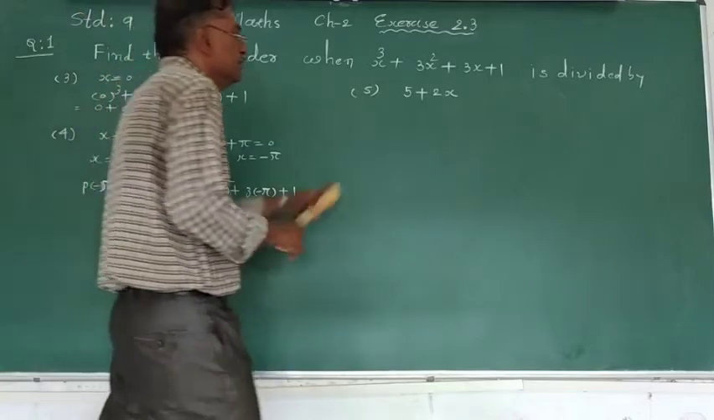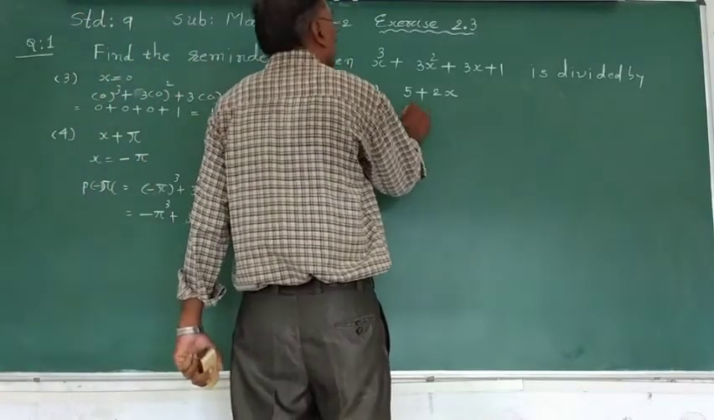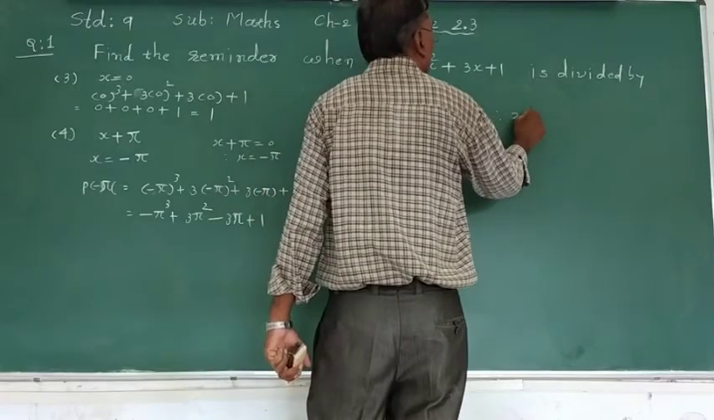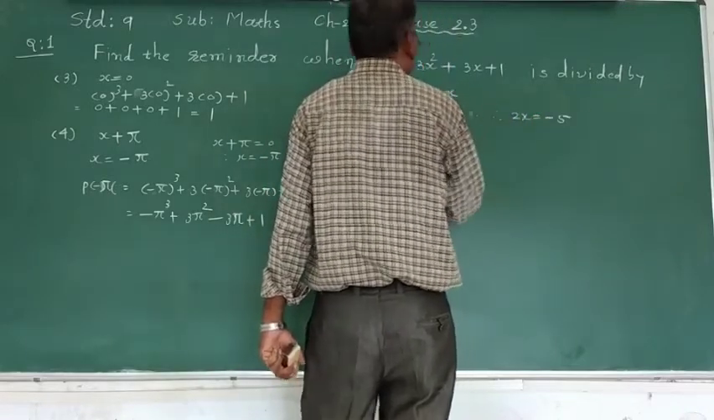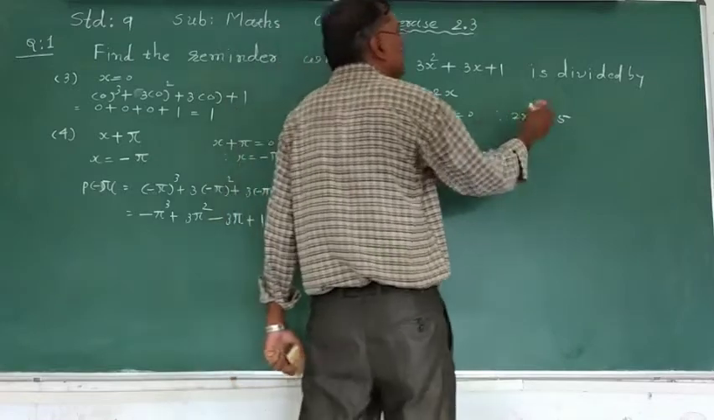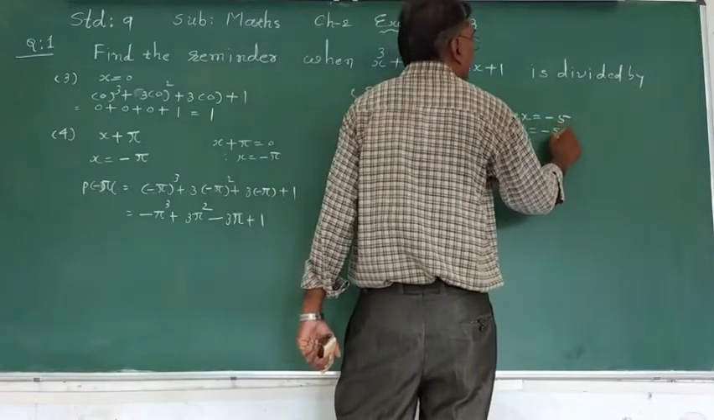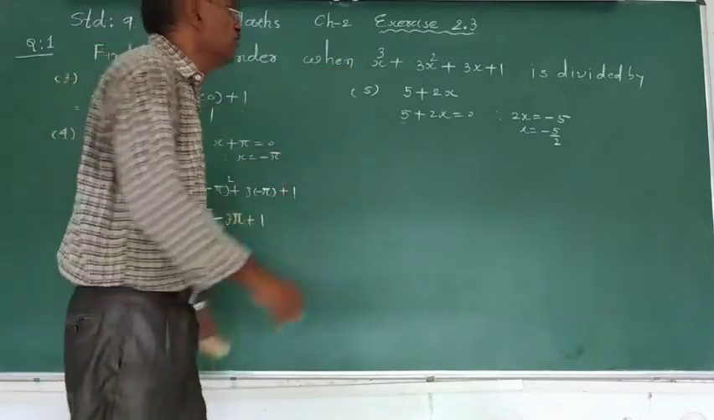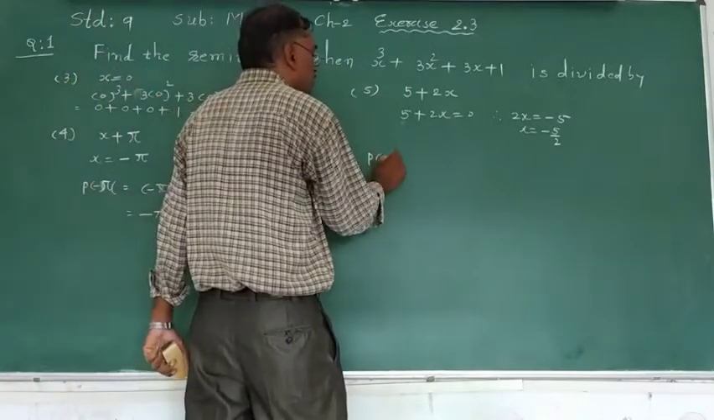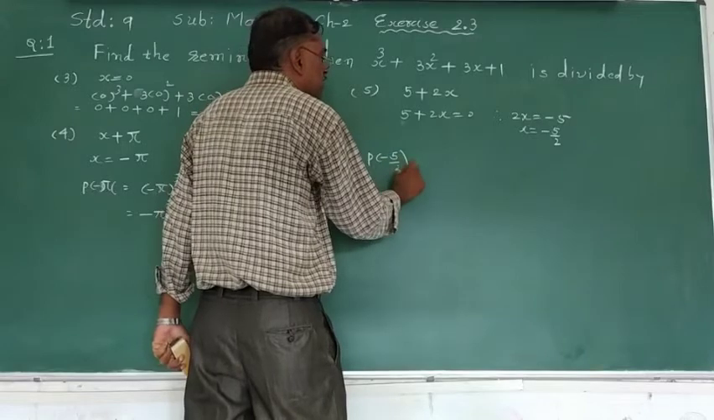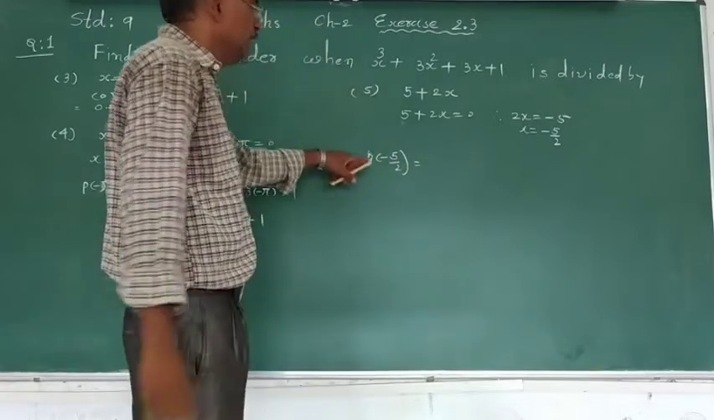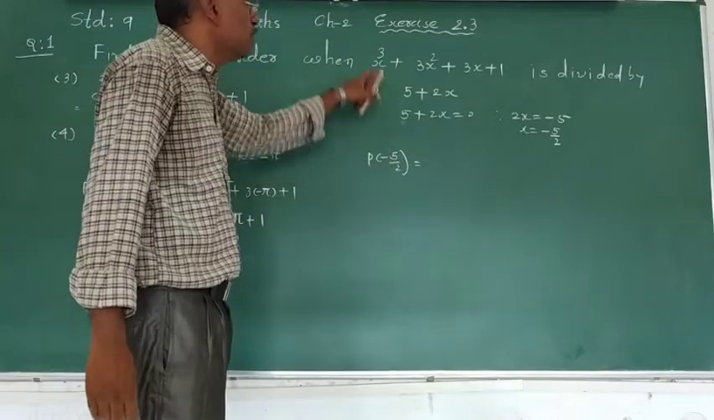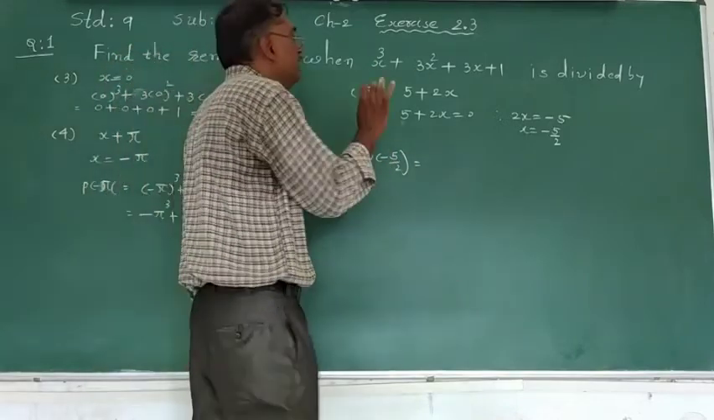Now see here, 5 plus 2x. 5 plus 2x equal to 0. Therefore, 2x equal to minus 5, plus 5 goes to that side. So x equal to minus 5 upon 2. So put the value of x equal to minus 5 upon 2. So p of minus 5 upon 2. Okay, write down the x value, minus 5 upon 2, in place of x, and we will obtain the remainder.